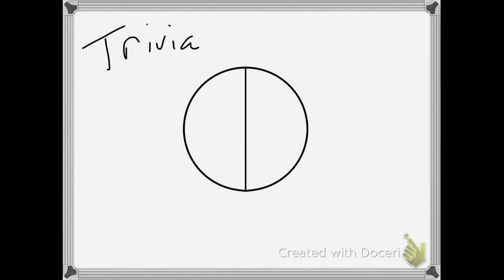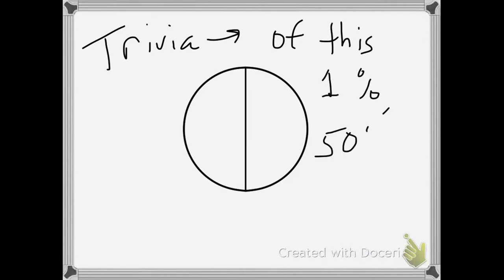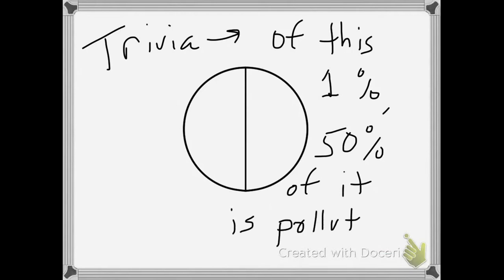This is a bonus trivia with the 1%. So of that remaining 1% of fresh water that we could potentially use, unfortunately scientists claim that 50% of it is polluted. So yucky water, yuck.